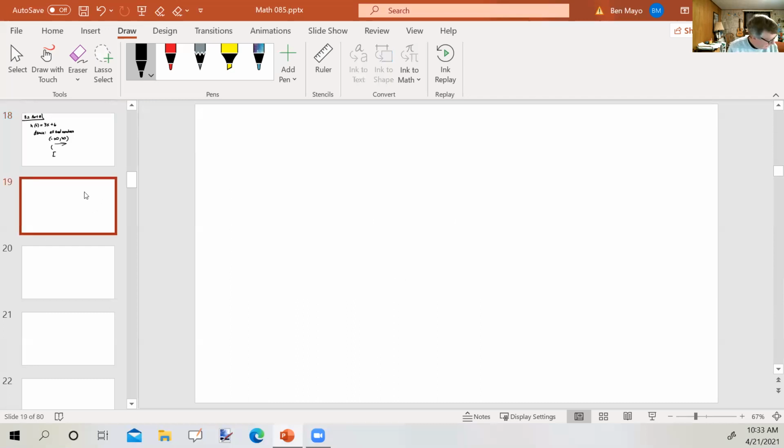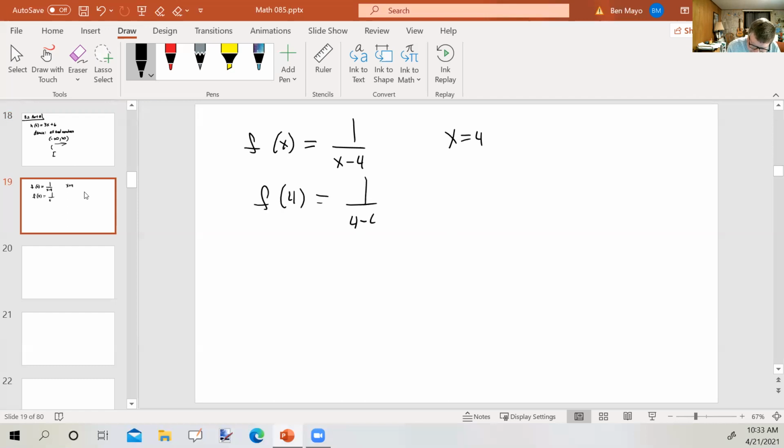All right, let's take a look at another example. F of x equals 1 over x minus 4. In this case, if x is 4, we get f of 4 equals 1 over 4 minus 4, which is 1 over 0, which is undefined. So the domain is x cannot equal 4.